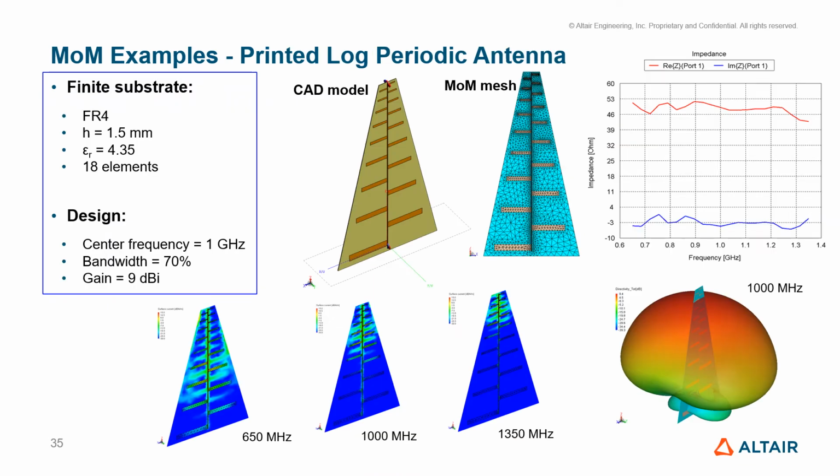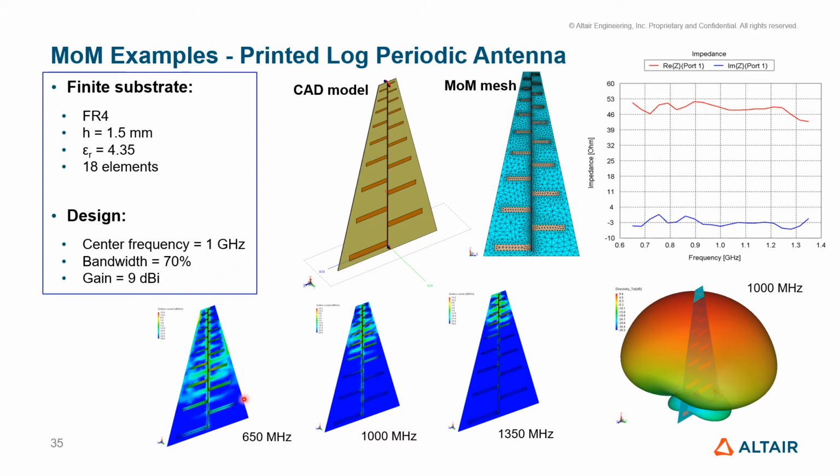Making this a little bit more complex, we look at a printed log periodic antenna. So typically, these are also done with wires, but sometimes for the sake of stability and also conformability, these are printed onto a dielectric substrate. So the method can also handle dielectric structures like this one we're showing here, as well as the metallic patches on the dielectric surface. This is actually done with a 4.35 dielectric constant with 18 elements of the log periodic, with a center frequency of 1 gigahertz, typically to obtain around 9 dBi gain.